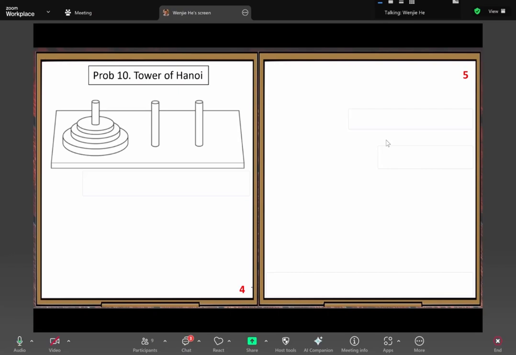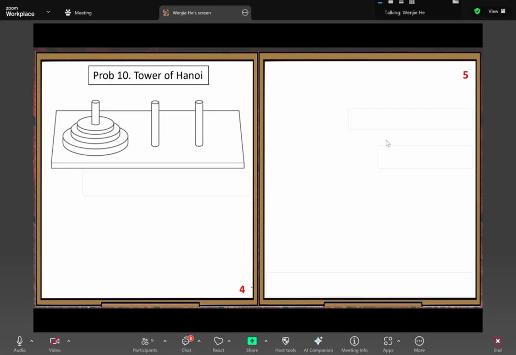Here we have a stack of disks, and we arrange the sizes of the disks in decreasing order. The larger disks are at the bottom, smaller disks on top. Then we have 3 pegs, so we can move these disks onto any of the 3 pegs. But we need special rules. There are 3 rules you need to follow when you move the disks.